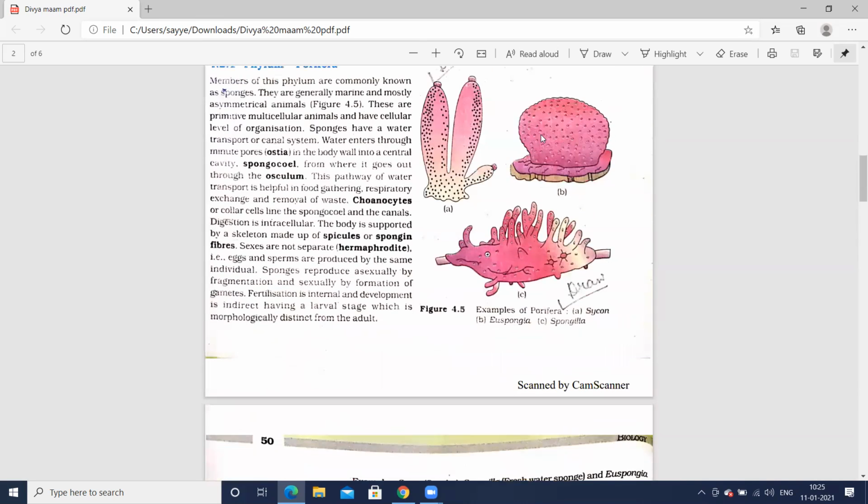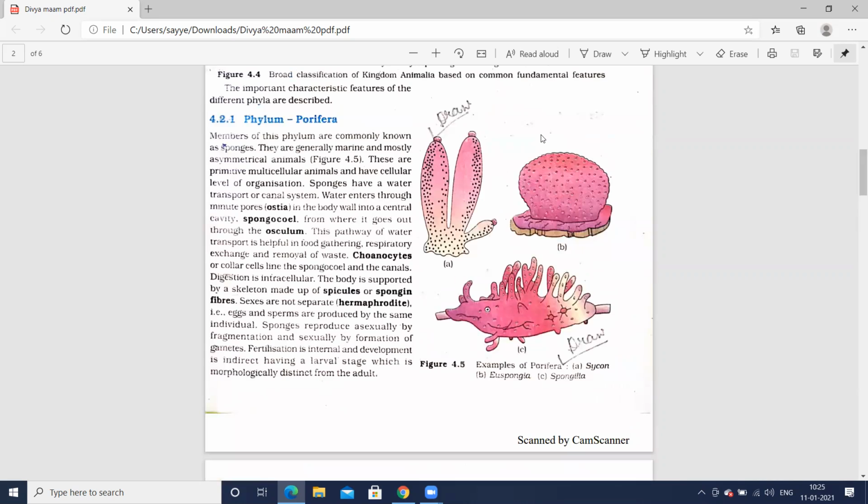Let's move on to poriferas, the simplest ones. Why are they called poriferas? They have pores on their body. That is why they're called poriferas. The first ones we did were porifera. These are the 8 phyla that we have done.